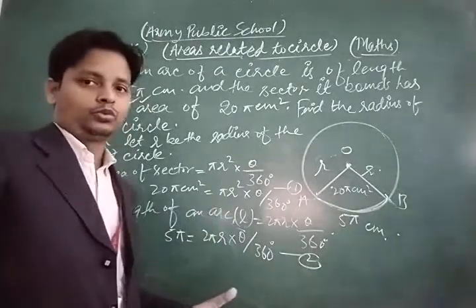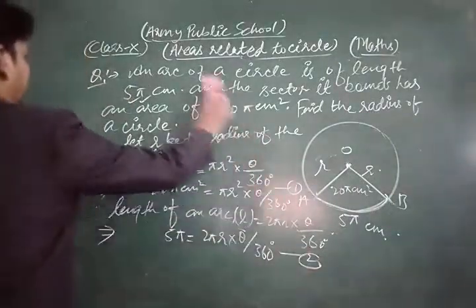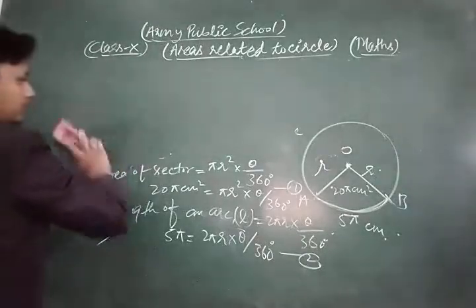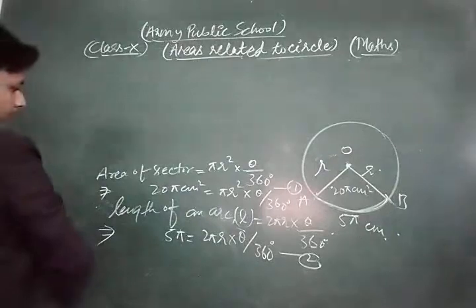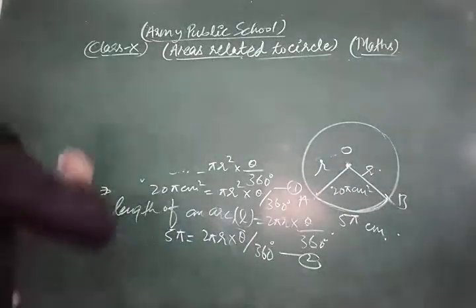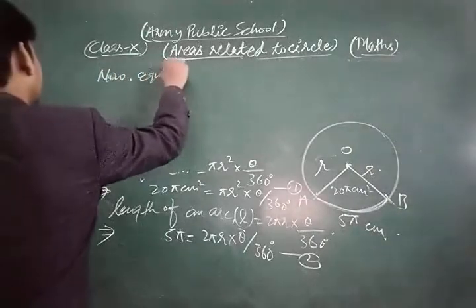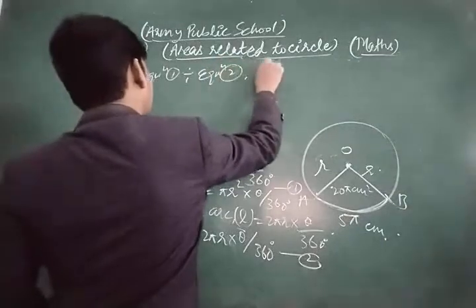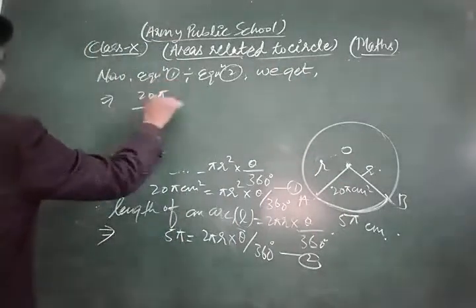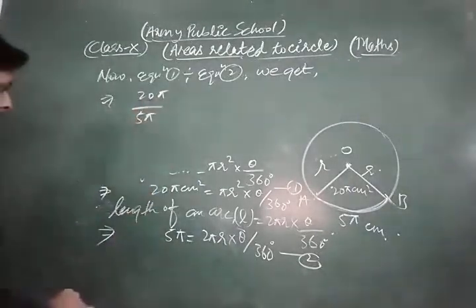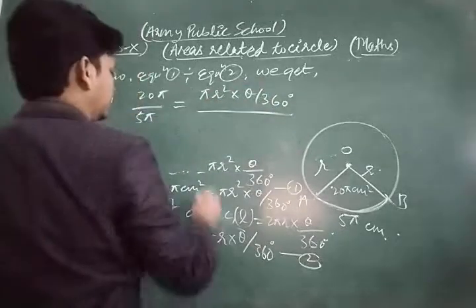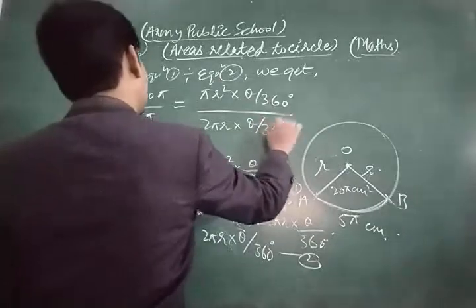Now we divide equation 1 by equation 2. So equation 1 divided by 2 gives 20 pi upon 5 pi, which equals pi r square into theta upon 360 upon 2 pi r into theta upon 360.